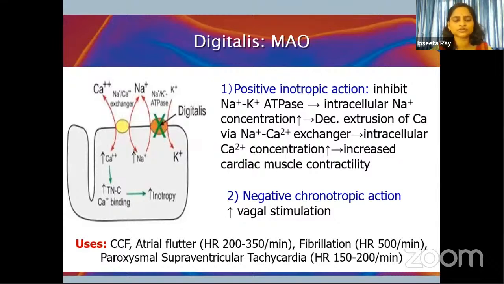Now, what are the clinical uses of the cardiac glycosides? Congestive cardiac failure, they are used. Then in various conditions where the heart rate goes up, like atrial flutter, heart rate between 200 to 350, fibrillation more than 500 beats per minute, paroxysmal supraventricular tachycardia, 150 to 200 beats per minute. Here cardiac glycosides have an important property that they can reduce the heart rate. Because of this action, it is exploited therapeutically and used for the treatment of fibrillation, flutter and paroxysmal supraventricular tachycardia.